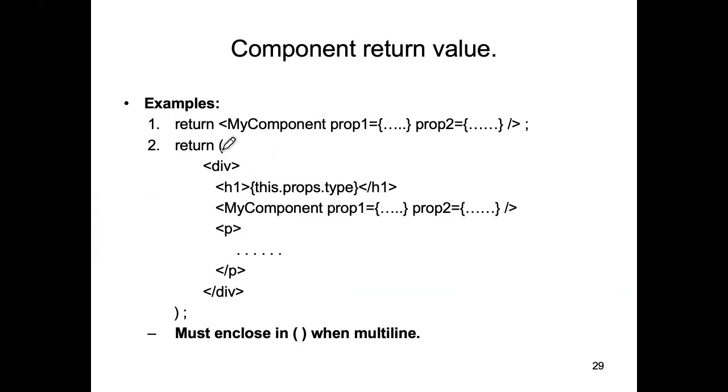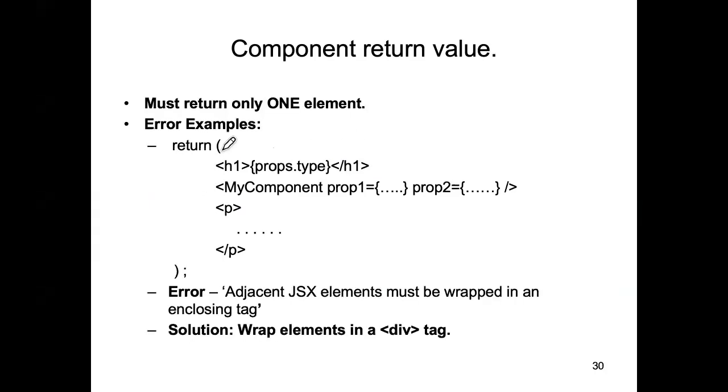But other than that, a component can return any simple or complex piece of JSX, but it has to return only one element. So if you take this example here, this is not going to work, because what I'm returning here is an H1, a my component, and a paragraph. I'm trying to return 3 different elements.